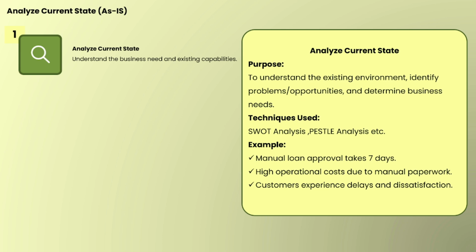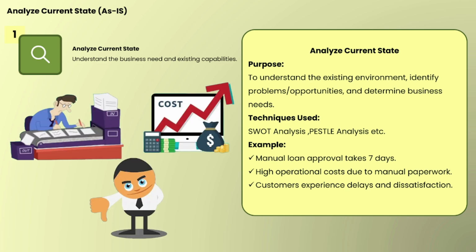Now we have analyzed the current state of the loan management system, and from the current state we have found a few things like this. Manual loan approval takes 7 days, high operational cost due to manual paperwork, and customer experience delays and dissatisfaction. In this way we have analyzed the current state of our loan management process, which is currently in the Nova Major Bank. I hope you are with me up to this point. Now we will see the method of how to analyze the current state.